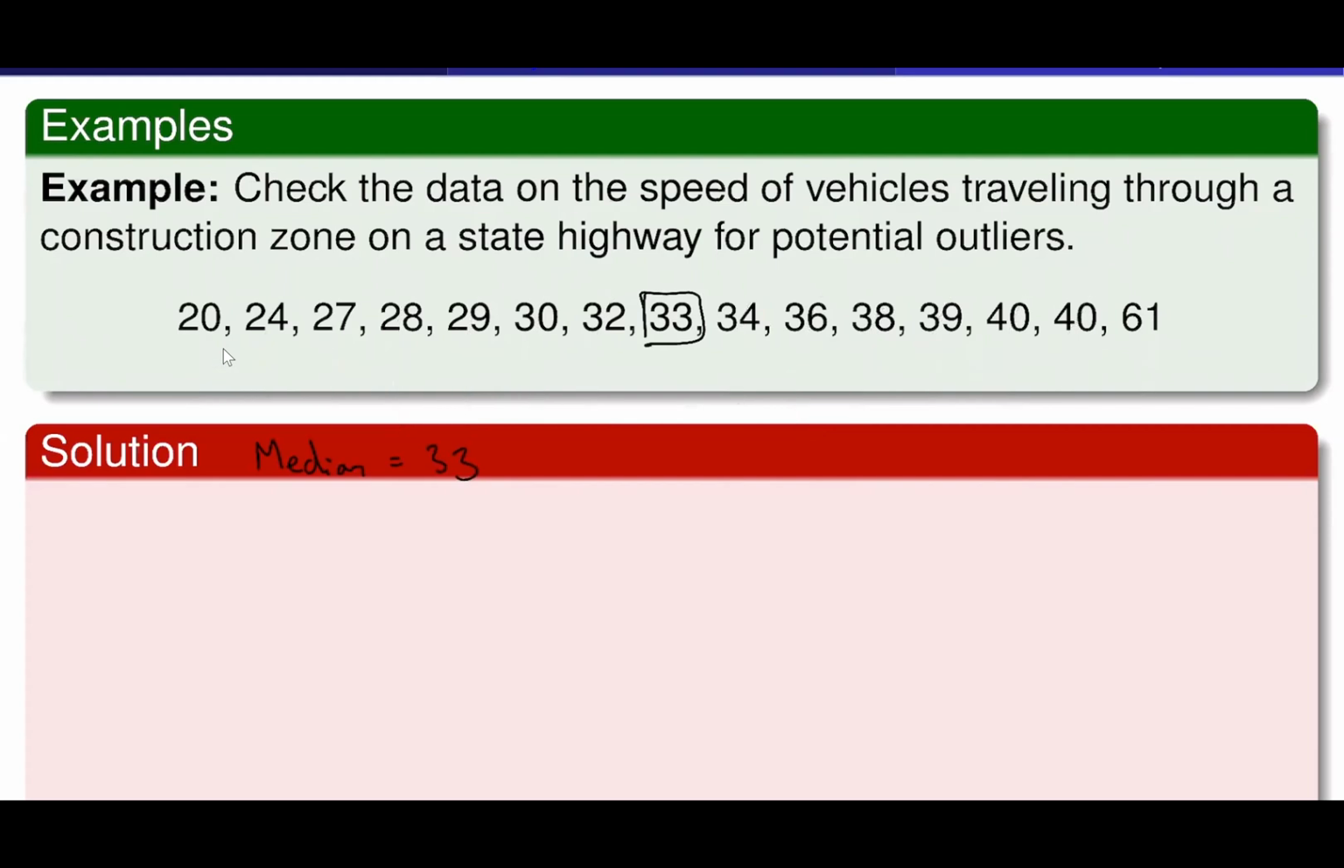So now what I'm going to do is break up the data set into two data sets: the numbers to the left of 33 and the numbers to the right of 33. Those are my lower half and my upper half. Once you find your lower half and your upper half, we're going to find the median of those halves. So we'll cross out 20, 32, 24, 30, 27, 28, or 29, and we get 28 as quartile 1.